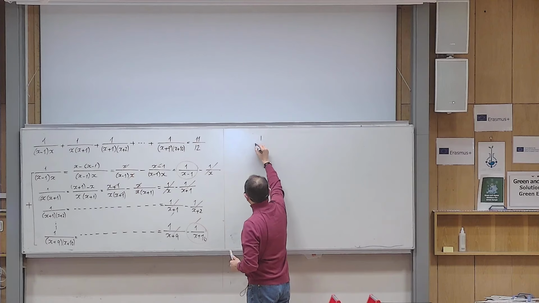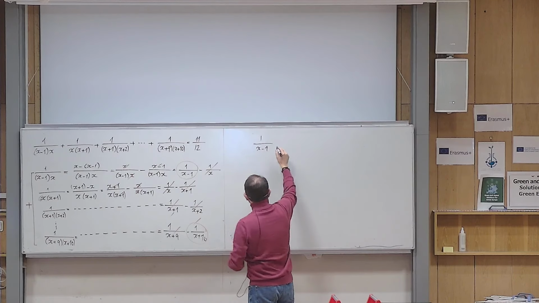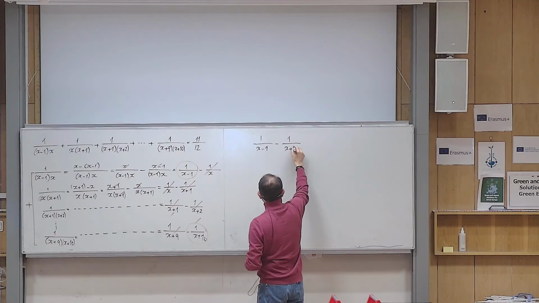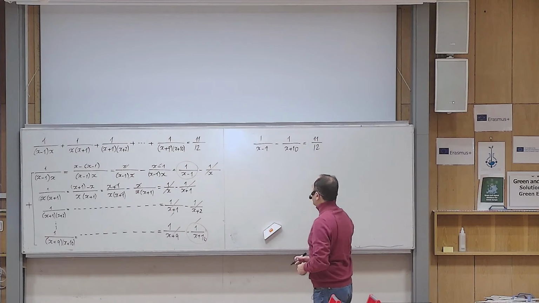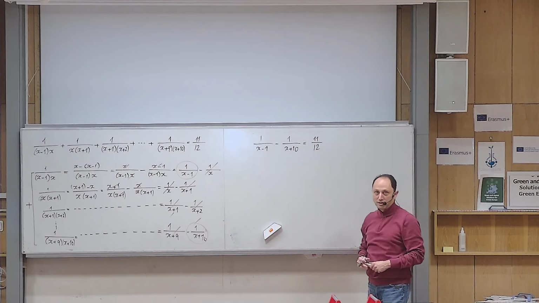So this becomes 1 over x minus 1, and then I have minus 1 over x plus 10, and that is equal to 11 over 12. But that is a very simple rational equation. Then I can go back and think in the box.